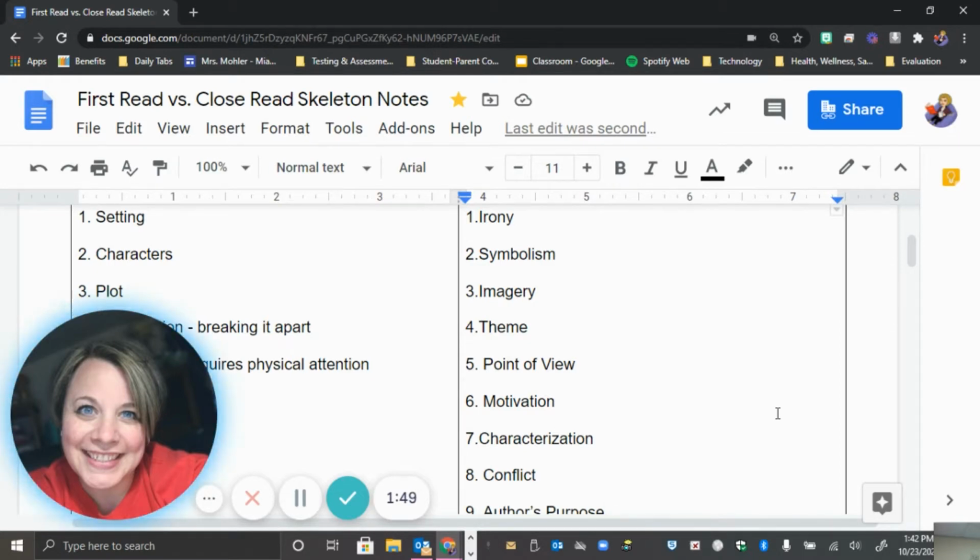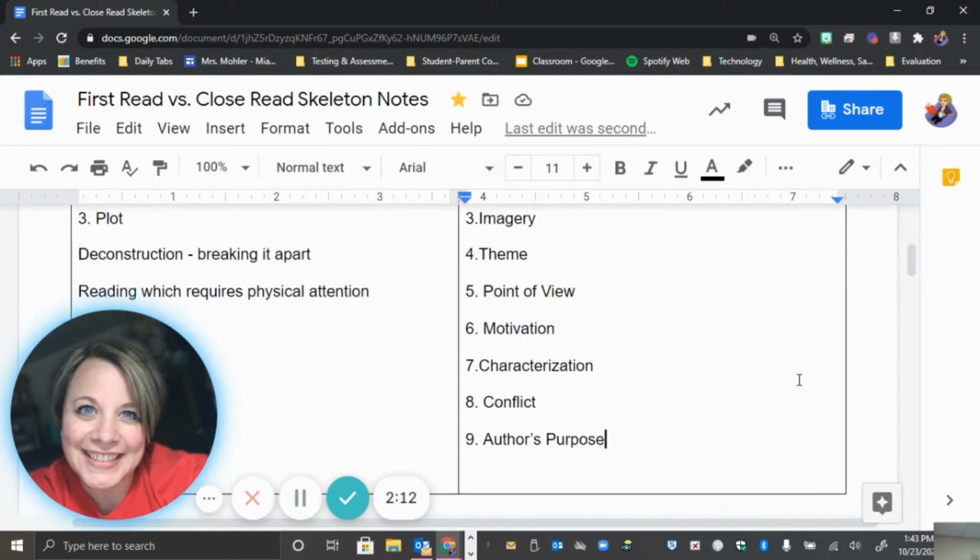Have you guys talked about any of these elements of fiction yet? Have you talked about them in 6th grade? A little bit? Okay, that's okay. We will talk about these this year, and you will be experts in them when you're done.